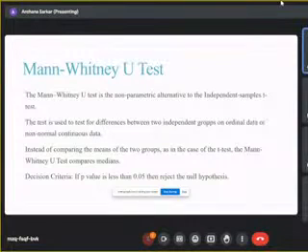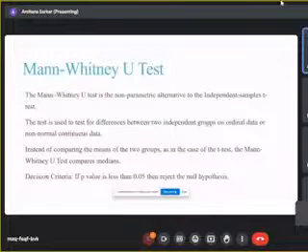Instead of comparing the means of the two groups, as in the T test, the Mann-Whitney U test compares the medians. In a parametric test, we generally use the mean, but in a non-parametric test, we generally compare the medians. And again, the decision criterion is the same: we just check the p-value. If the p-value is less than 0.05, then we reject the null hypothesis.